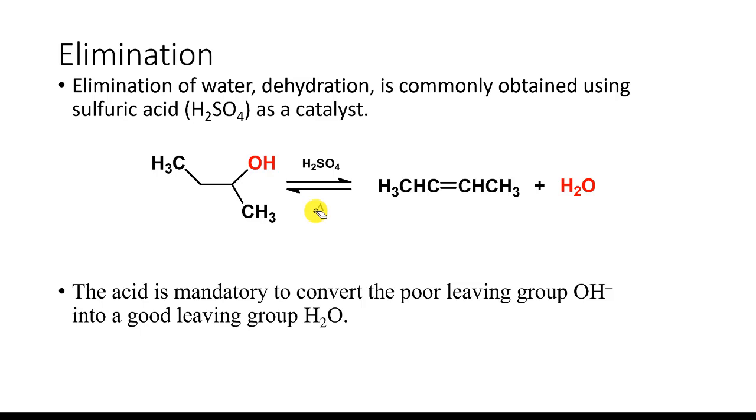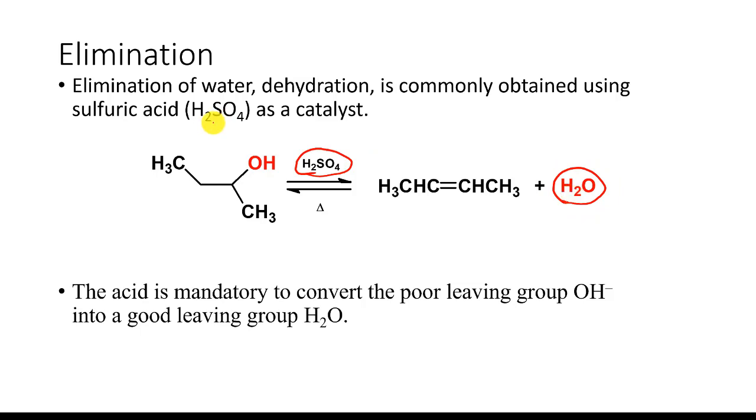So let's look at the elimination reaction. In the elimination reaction, we use an acid catalyst. And just like in substitution reactions, the first step is protonation of the alcohol to make the OH into a good leaving group. So we'll get the acid to protonate, and then the alcohol function, the hydroxy group, leaves as H2O.